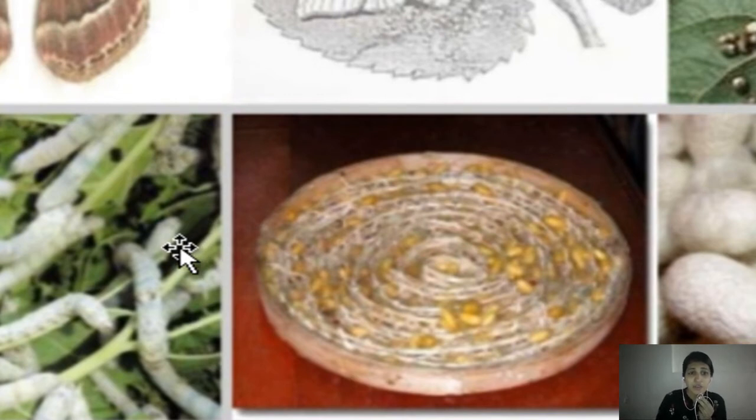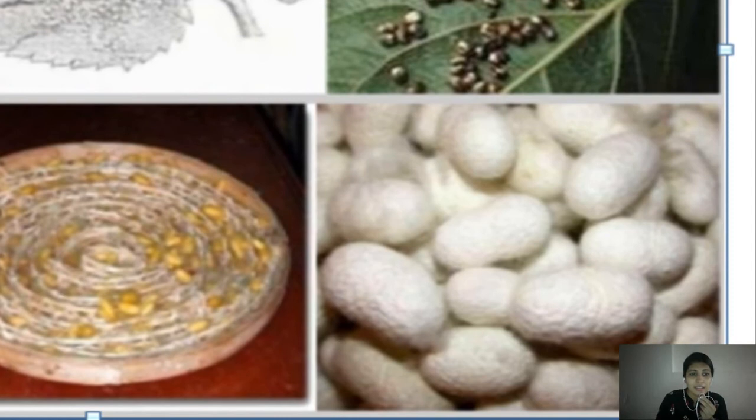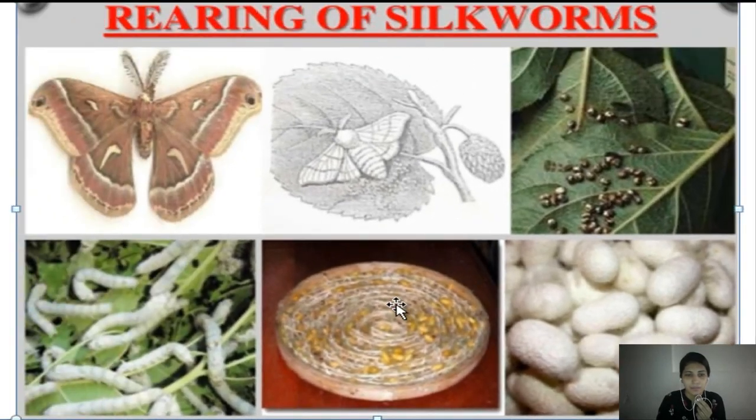After 25 to 30 days, the caterpillars stop eating and move to a tiny chamber of bamboo in the tray to spin the cocoons, and small racks or twigs may be provided in the trays to which the cocoons get attached. The caterpillar or silkworm spins the cocoon inside which the silk moth develops.